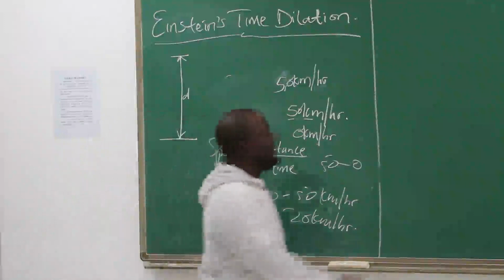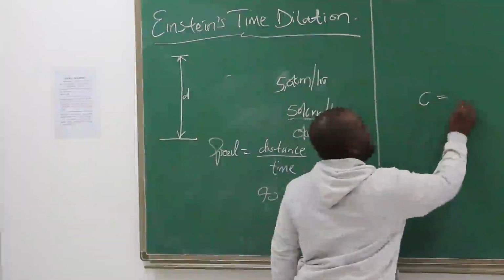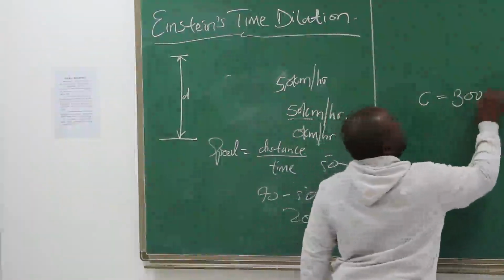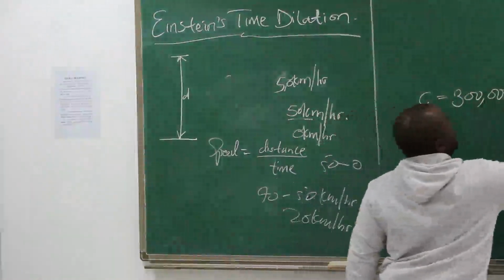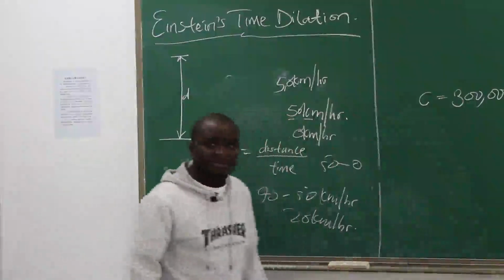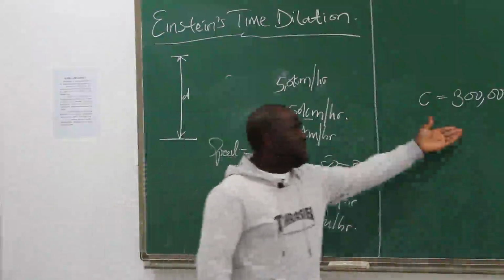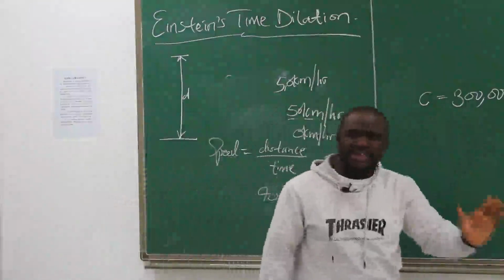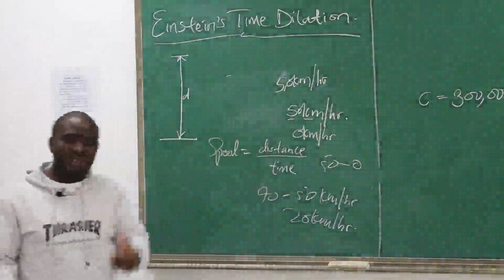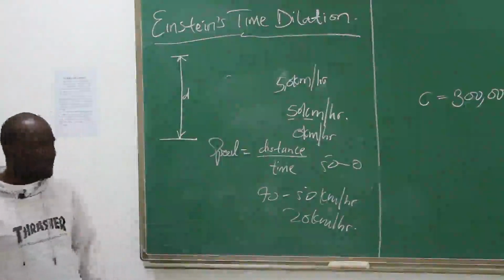A speed which he calculated to be C, equal to 300 million meters per second. You see, he calculated the speed of light to be one and the same thing at every instant. Now, what does he mean? Please listen. This is where it gets very interesting.